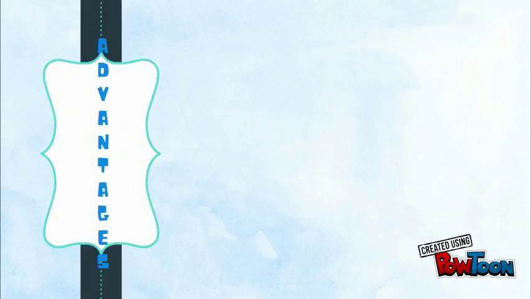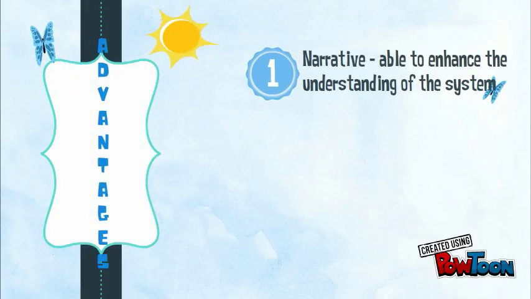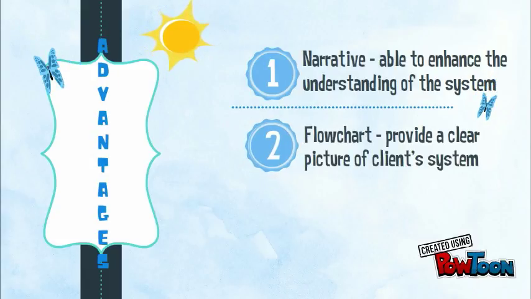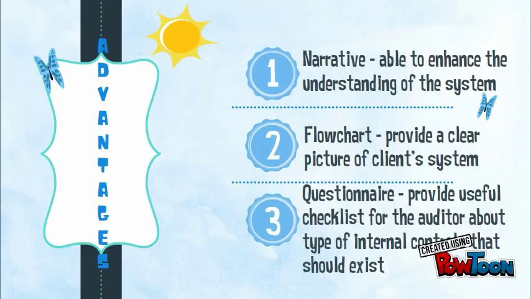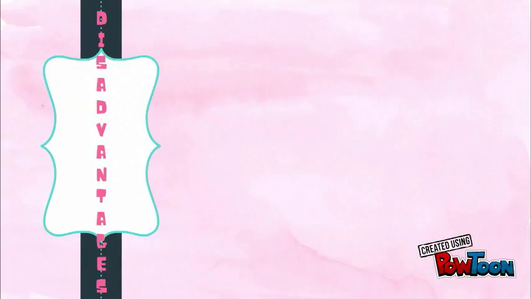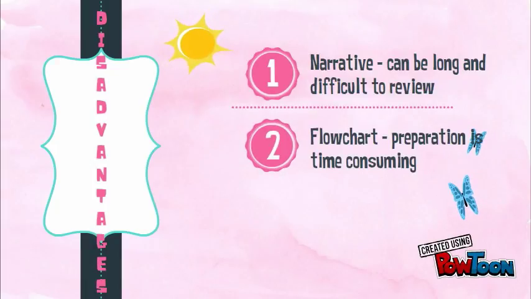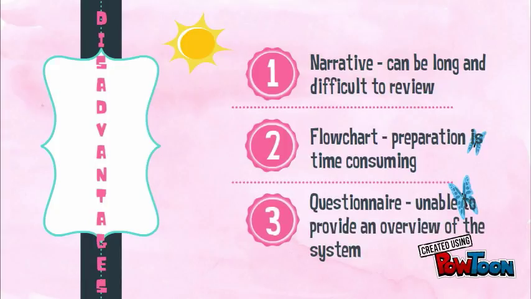Advantages: narrative is able to enhance the understanding of the system. Then, flowchart provides a clear picture of the client system, and questionnaire provides useful checklists for the auditor. The three types of documents have their own disadvantages. Narrative can be long and difficult to review. Flowchart preparation is time-consuming, and questionnaire is unable to provide an overview of the system.